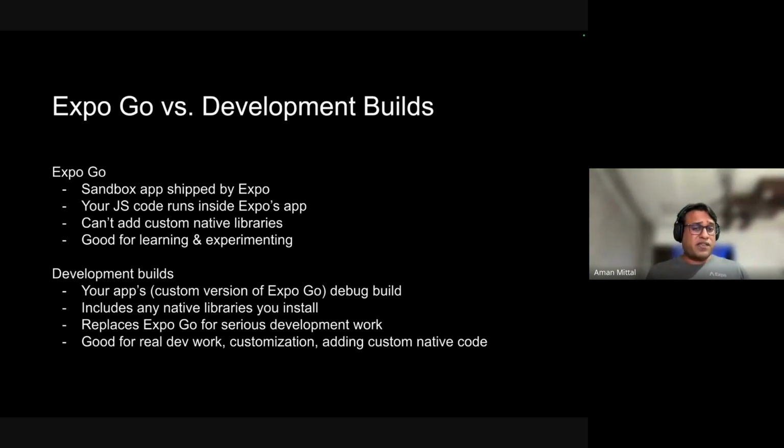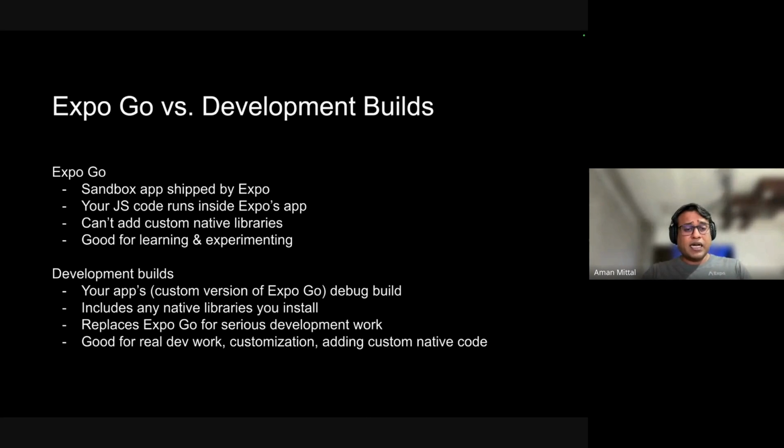You cannot customize it. In the React Native world, there's a big community of people publishing custom native libraries. And by native, I mean specifically for Android and iOS, which contain that code. You can't do that in Expo Go. So what do you do then? You can use development builds.